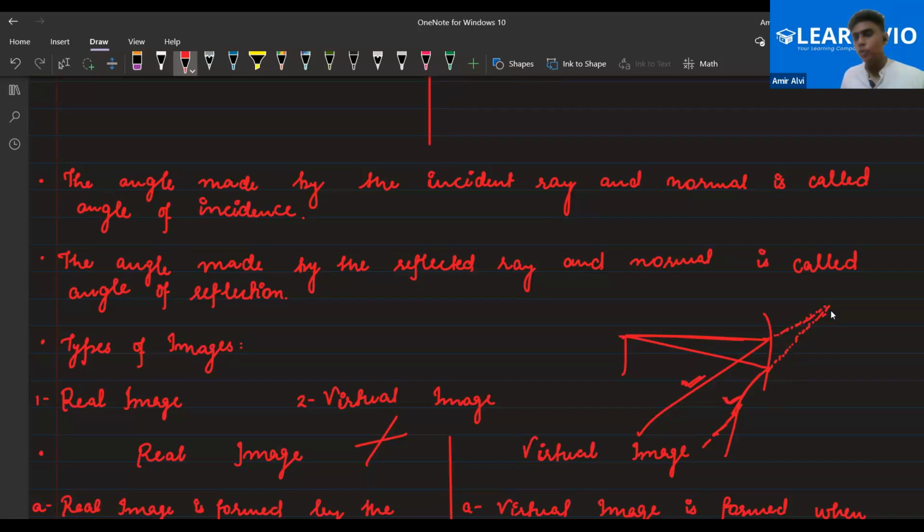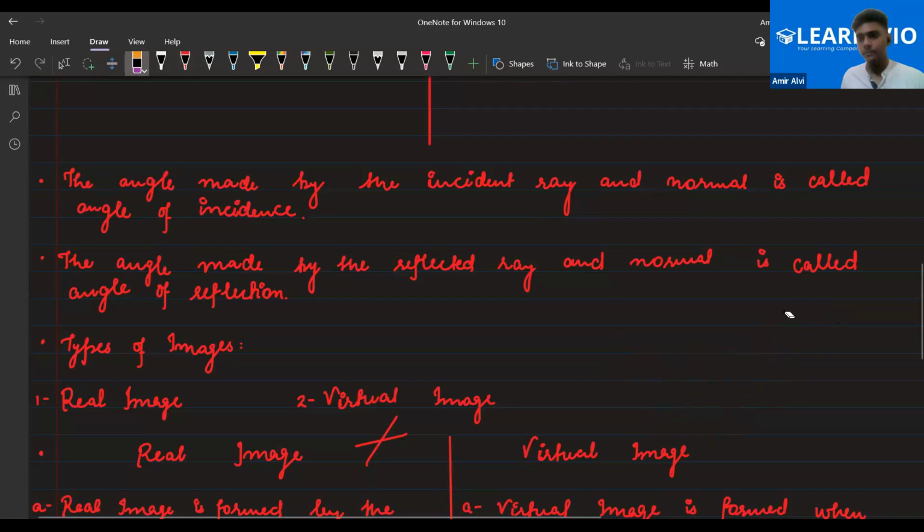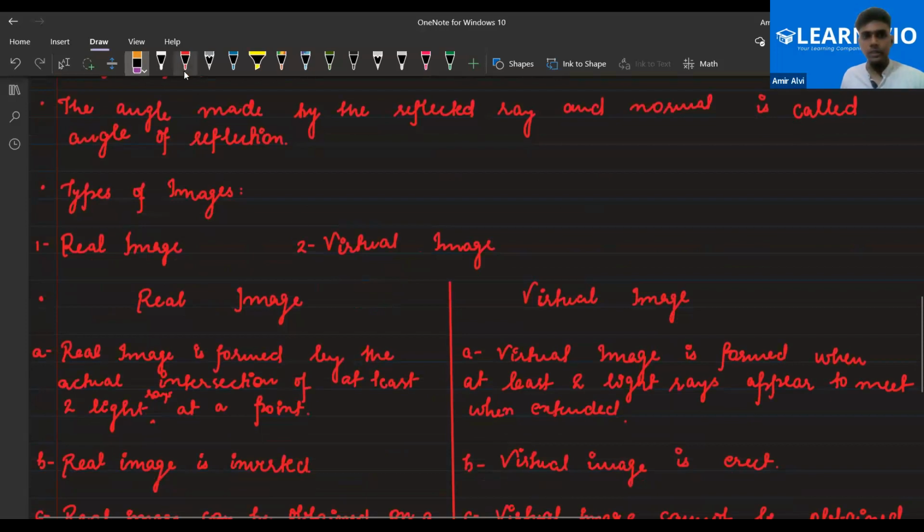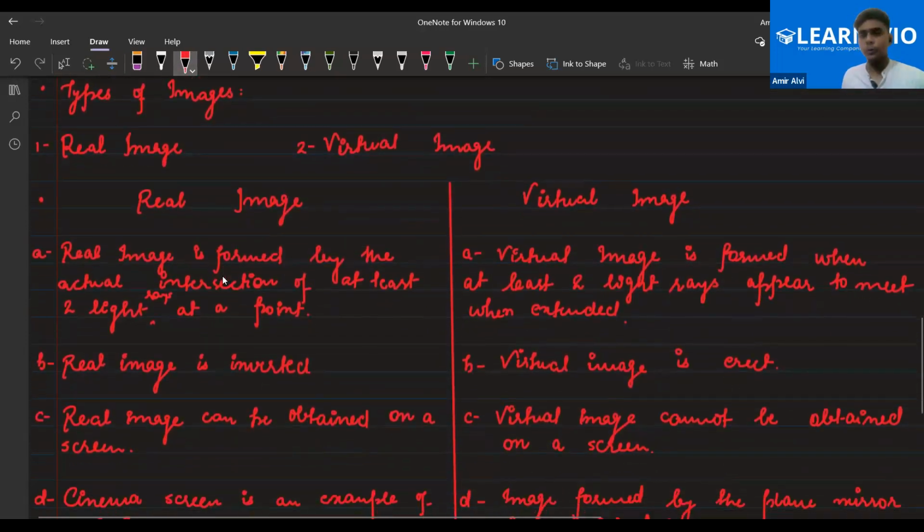So that's why a virtual image is formed when the light rays extend in the backward direction. At least 2 light rays should be there. It can be 3, 4, but at least 2 should be there. Is this clear to all of you? Please let me know. Yes, sir. Okay, so this is the first distinction between them.